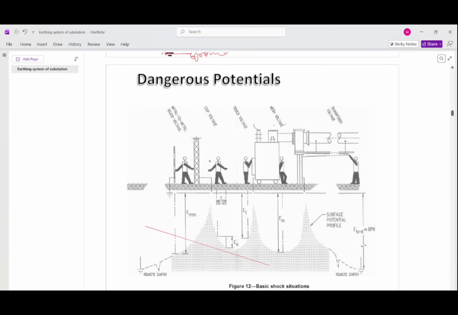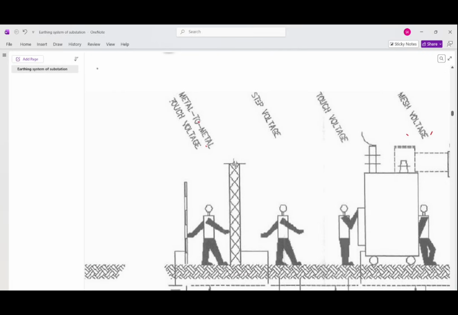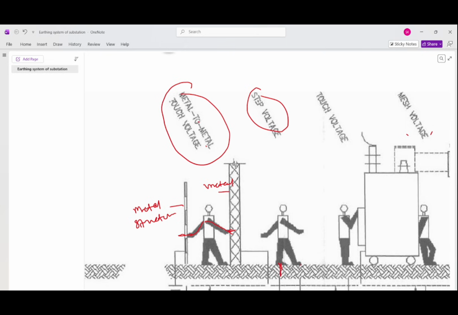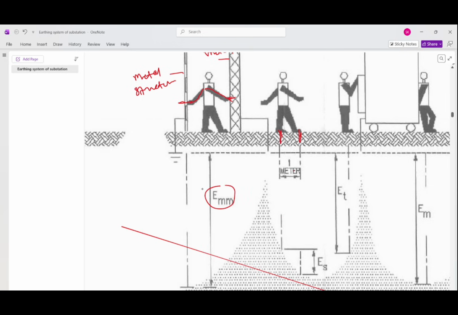So dangerous potentials, what are the dangerous potentials in the substation area? We will discuss now. So first one is metal to metal touch voltage. Here the human has connected both hands on both sides of the metal structures. So this is a metal structure, metal to metal. Here also it is metal. Second is step potential between 2 feet. This is also shown here. This is metal to metal, EMM.